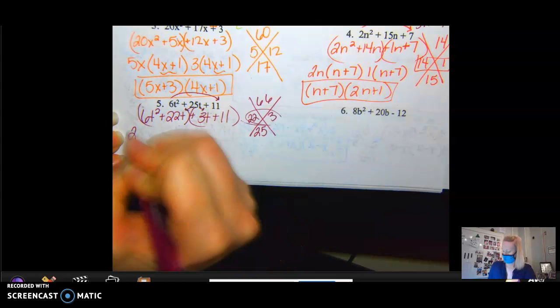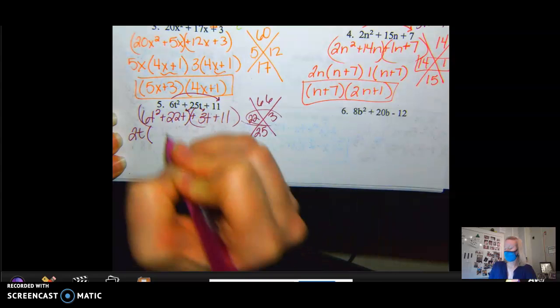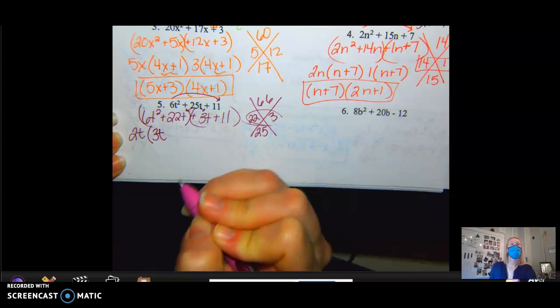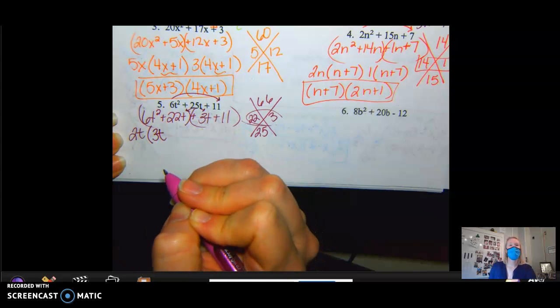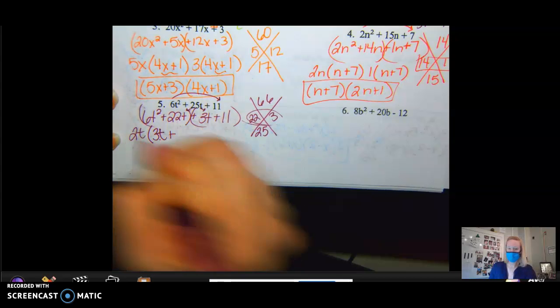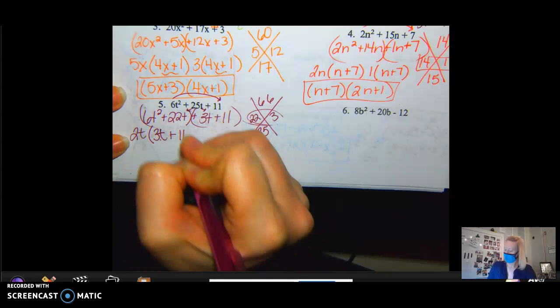What's my GCF of 6t squared and 22t? 2t. What am I left with? So 6t squared divided by 2t gives me 3t. 6 divided by 2 is 3. If I had 2 t's and I took one out, I'm left with a t. Plus, what's 22 divided by 2? And I had a t and I took one out, so that's gone.